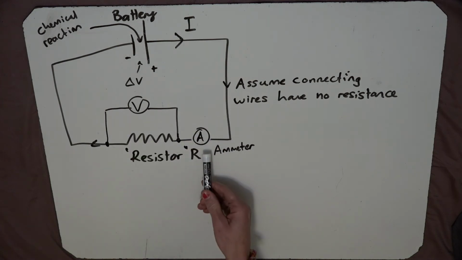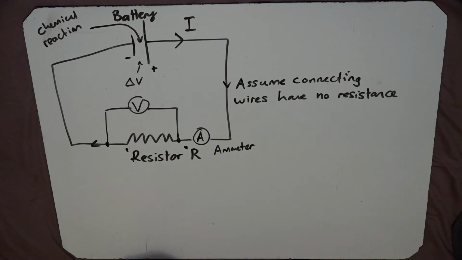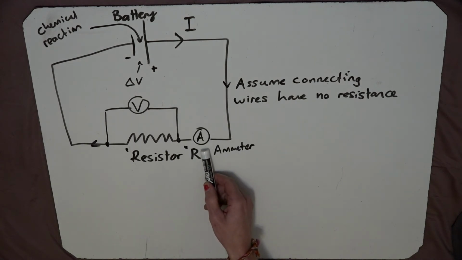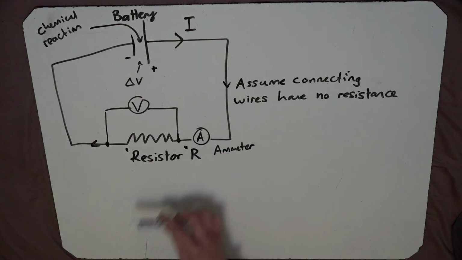It is important to note how these two elements are connected in the circuit. The ammeter is always connected in series and the voltmeter in parallel. I'd like you to think that this makes sense because an ammeter is measuring flow. The only way you're going to measure flow is to pass that flow through the ammeter.